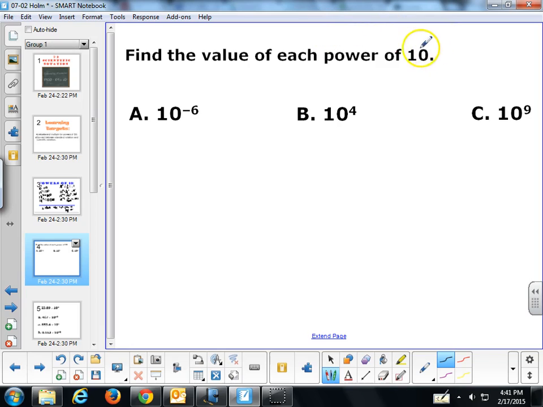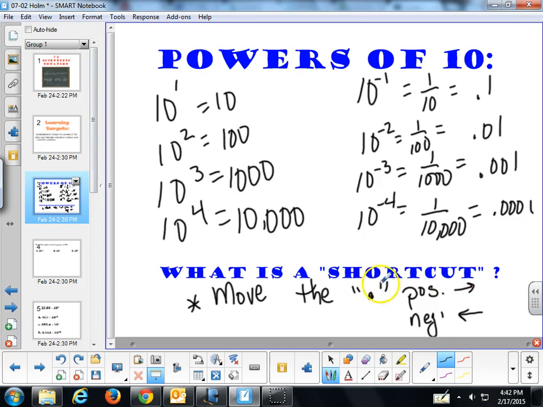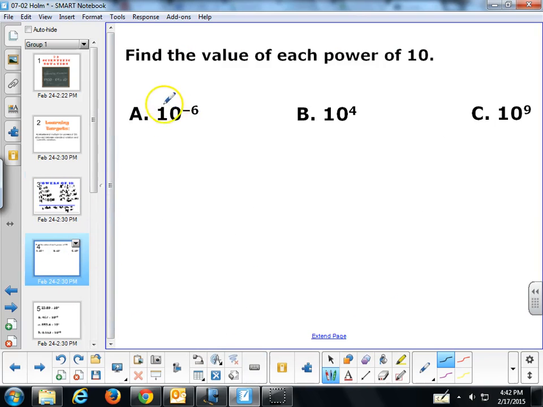So, what does the decimal move from? Let's go back to this. What is a shortcut? We move the decimal. I'm going to put a 1 point. Positive to the right, negative to the left. So 10 to the negative 6, well, here's my 1. I want to go left 6 places. 1, 2, 3, 4, 5, 6. So 10 to the negative 6th has 5 zeros and a 1.